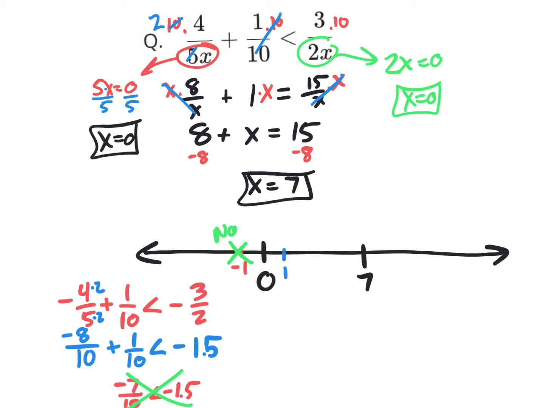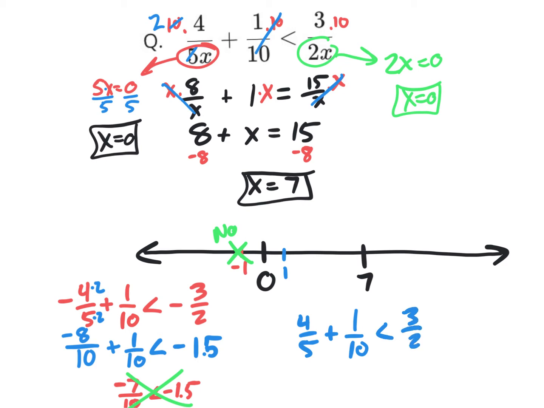Okay, so that's going to be pretty easy because 4/5 times 1 is just 4/5. So let me write that down right here: 4/5. And then 1/10, that's a plus 1/10, and then plug in the 1 right there. 3 over 2 times 1 is really just 3 over 2. So we have is less than 3 over 2.